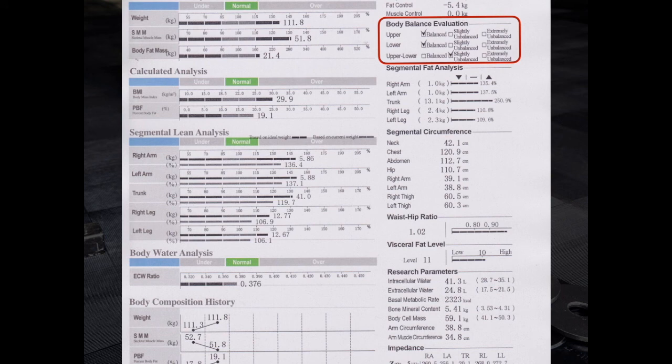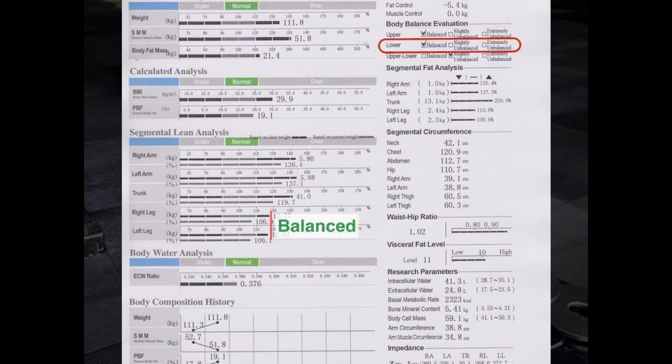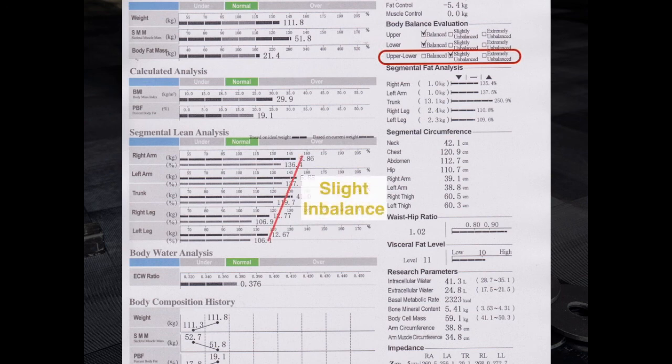So the first tick in the upper refers to your upper body, and it's comparing your left and right sides. The lower refers to your legs, comparing left to right, and the upper lower compares your upper body as a whole to your lower body, and it tells us if there's any imbalances there.